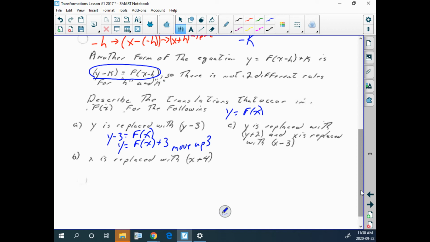X is replaced with x plus 4. So I'm going to take my x, I'm going to plug in my x plus 4. Sean, is this a left-right move or up-down move? It's a left-right because we've manipulated the x value. The x value, the input value, is always a horizontal something. Stretch, move, reflection. Which way am I moving this? Did I take the graph and move it 4 units to the left? Or did I take the graph and move it 4 units to the right?